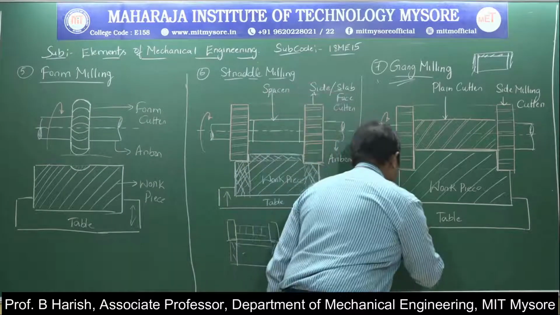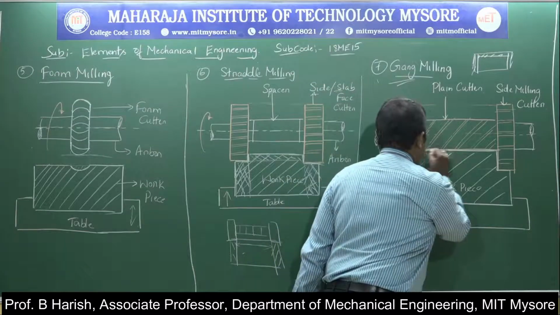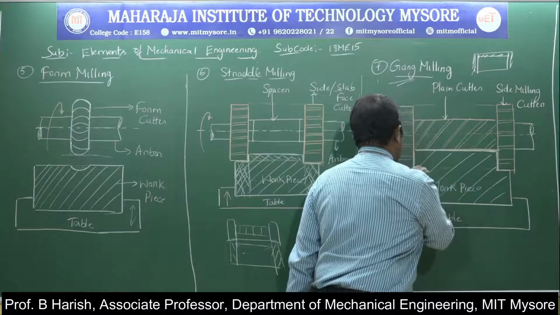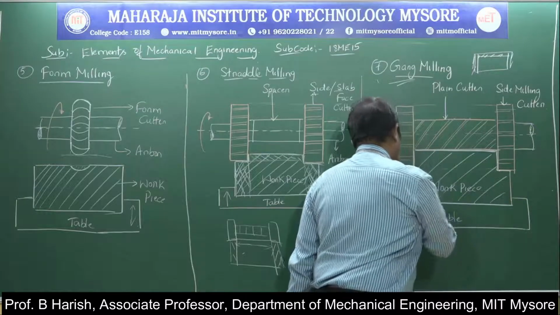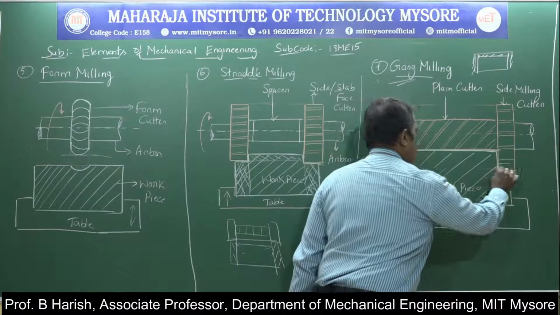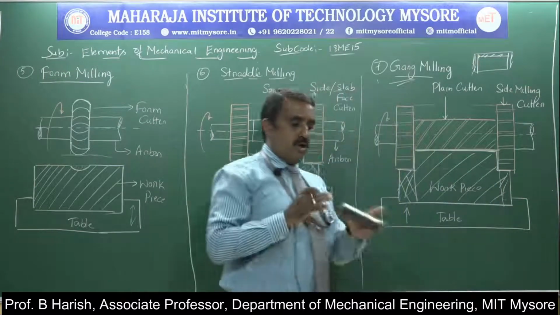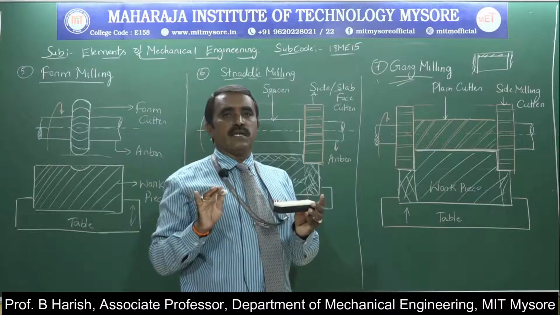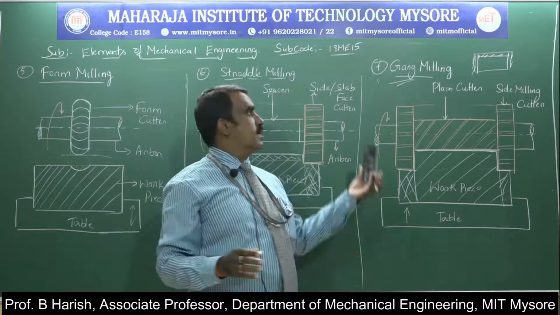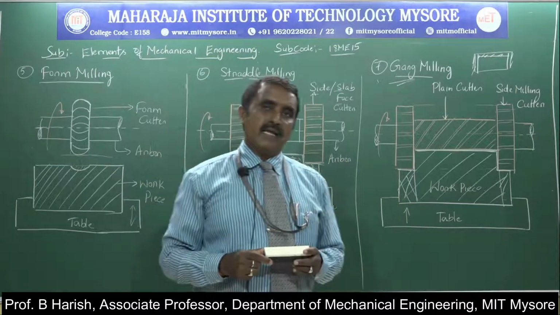The table is moved and brought in contact with the cutters. Simultaneously this surface gets machined, this surface gets machined, and in the meanwhile the length is reduced and the top surface is machined. Along with reducing the length, the top surface machining can also be done simultaneously in the case of gang milling. That's why the name is given as gang milling.